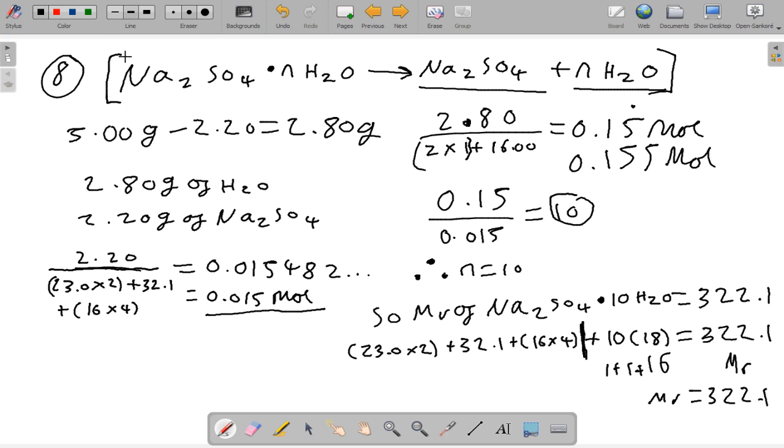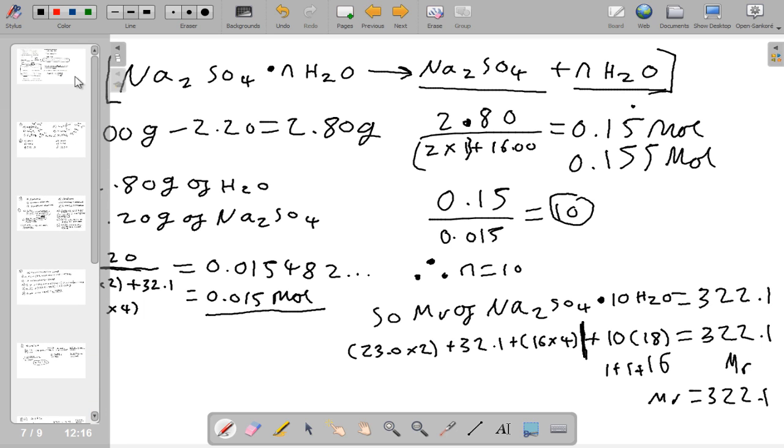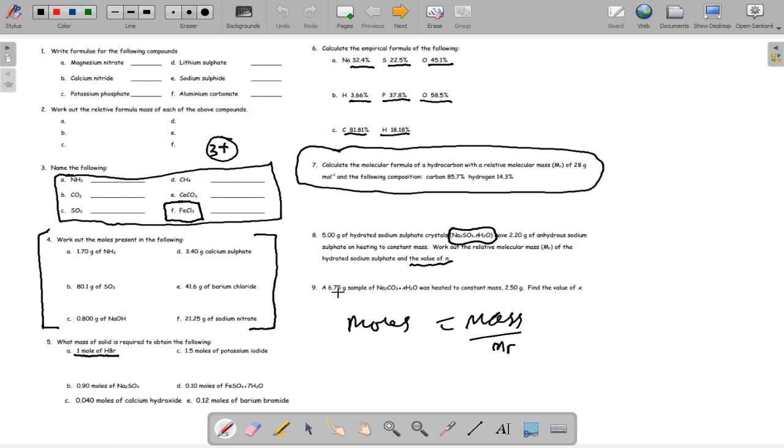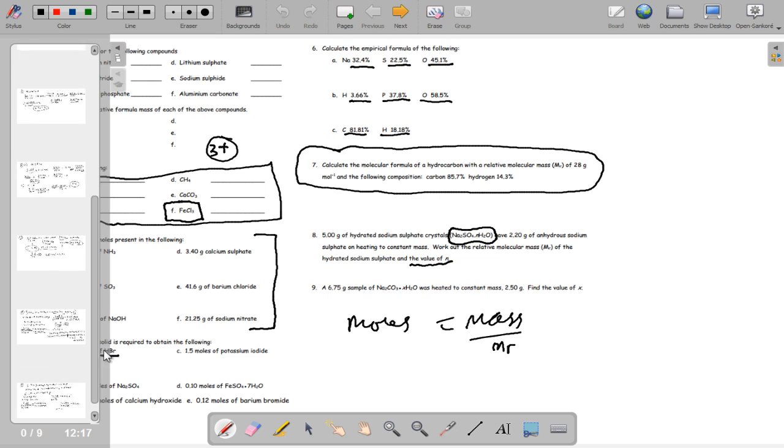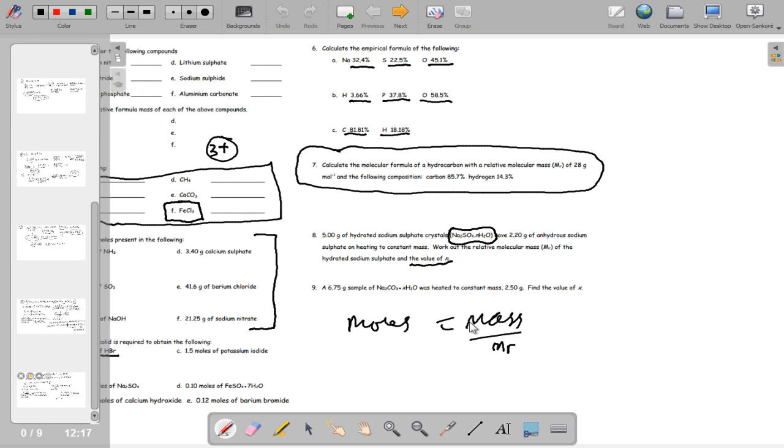And now going back to question 9, the final question for this tutorial video. A 6.75 gram sample of sodium carbonate.X H2O was heated to a constant mass of 2.5 grams. Find the value of X. So using the same method as before, I'm going to pause for a bit. Okay, we go down to question 9.